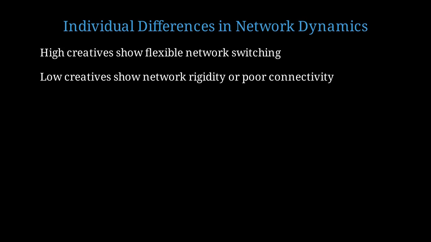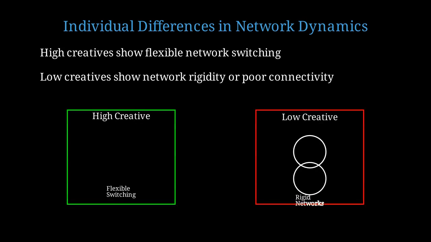preventing effective cooperation. On the left, high creative individuals show bidirectional flexible switching between network states. On the right, low creative individuals show isolated, rigid network activity with poor communication. Now we arrive at the practical question. Can we deliberately shift our brain states to enhance inventive thinking? The neuroscience suggests yes, we can.